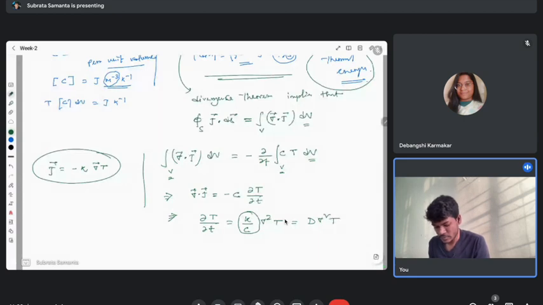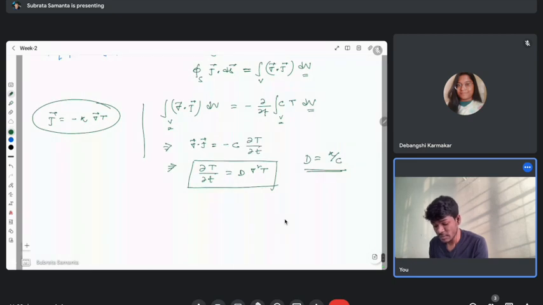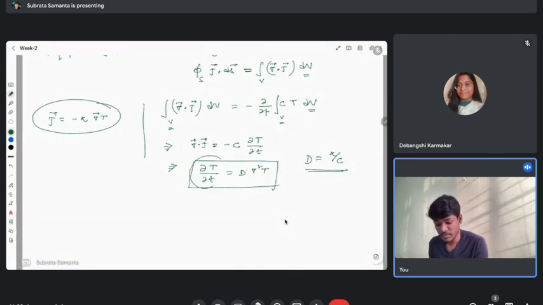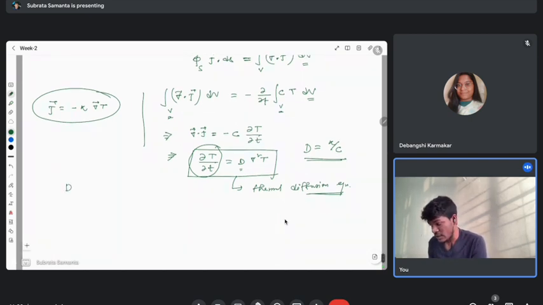Okay, so we can write in more compact form: del T over del t equals D grad squared T, where D is kappa over C. So this is how the temperature evolves with time, and it is related to grad squared T, and the coefficient is D. So this is called the thermal diffusion equation, and D is called the thermal diffusivity.